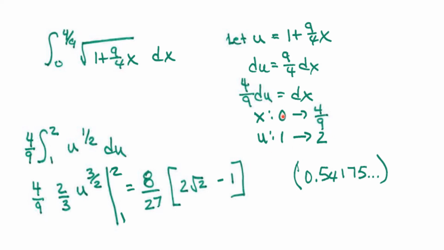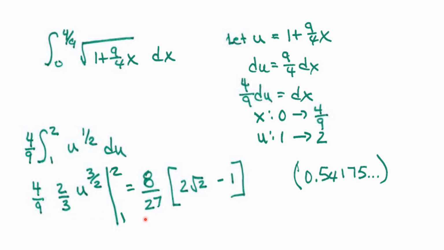u will go from, if you put 0 in there, you'll get 1, and if you put 4/9, you will get 1 plus 1 is 2. So u goes from 1 to 2. If we do that change of variable, dx will become 4/9 du. I pull the 4/9 out of the integral. This is the integral from 1 to 2 of u to the 1/2 du. Now this is going to be u to the 3/2 divided by 3/2, which is the same as multiplying by 2/3. So this is 4/9 times 2/3, and I have u to the 3/2 evaluated at 2 and 1.